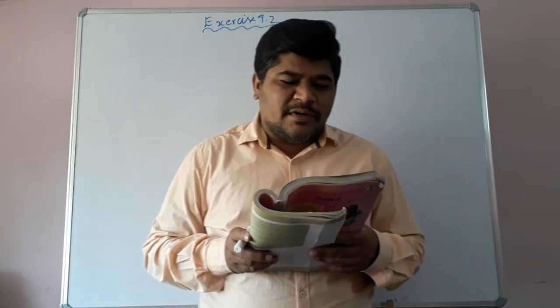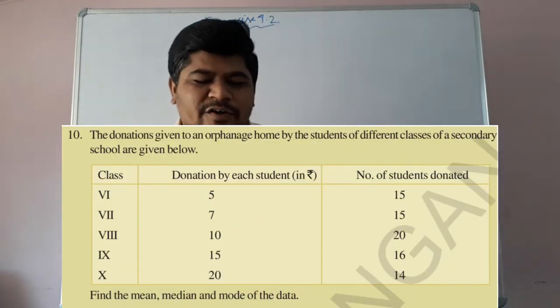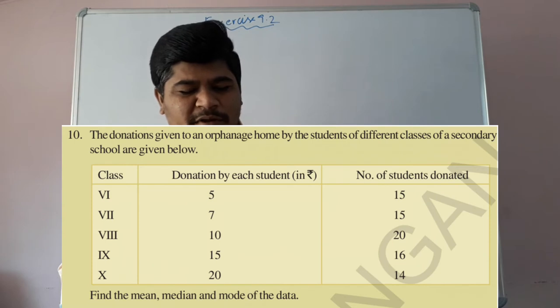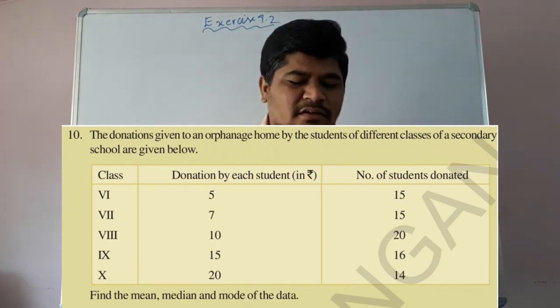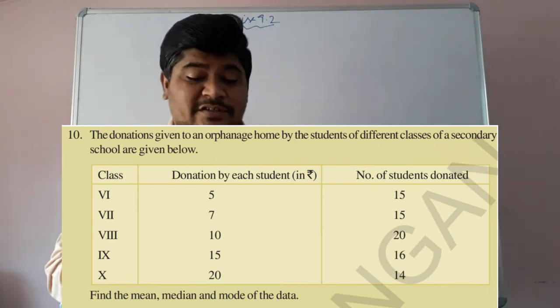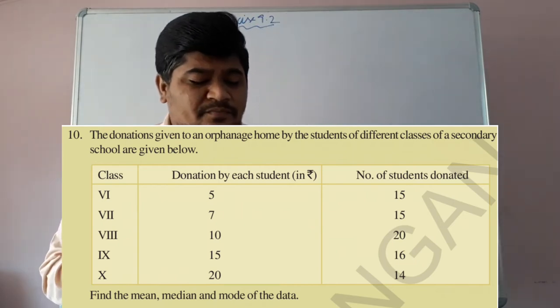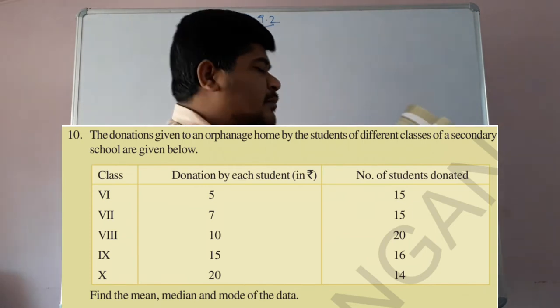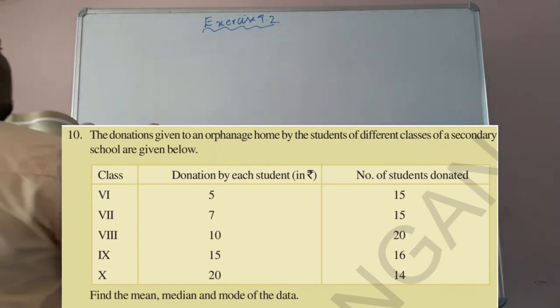Children, let's see problem number 10. The donations given to an orphanage home by the students of different classes of a secondary school are given below. Class, donation by each student in rupees, number of students is given. So here find the mean, median and mode of the data. So this is the table, children. So 3 things we need to find: mean, median and mode.